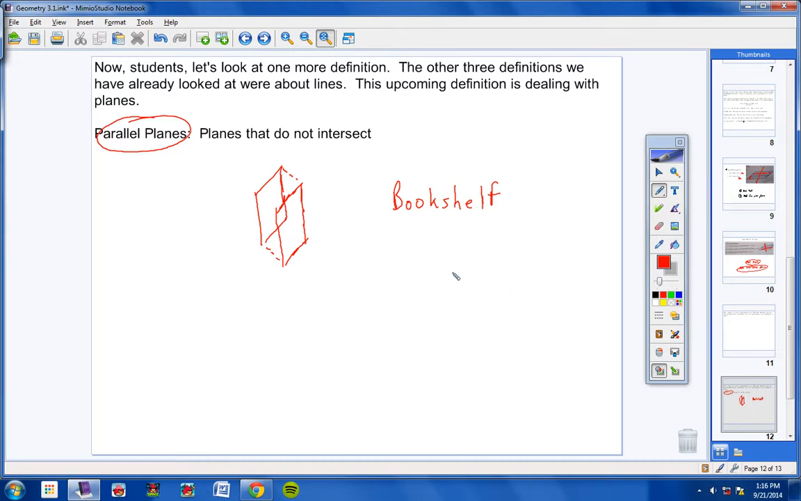Also, another example would be a sheet of paper that you're holding up in the air, then another sheet of paper below it that you're holding up in the air. If you're holding up both sheets of paper so that they're horizontal to the ground, then both of those planes will be parallel, okay? And so parallel planes are planes that do not intersect.